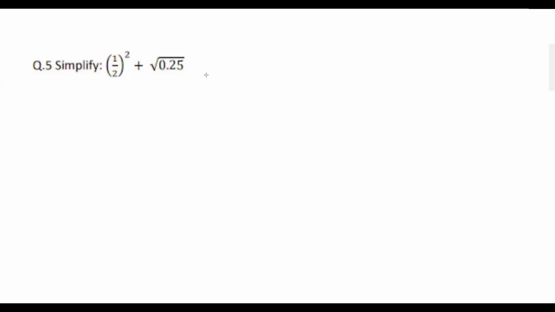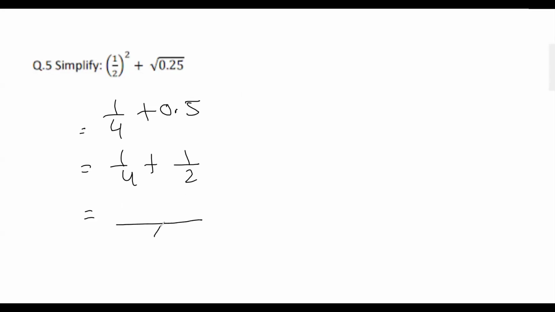The next question is to simplify this. We know that half square is half into half, that is 1/4, plus the square root of 25, which is 5. But then we have two decimal places, and after finding the square root, it will have half the number of decimal places. So two decimal places will give you one decimal place. So this is 1/4, and this I can write as 0.5, which is half. Now for the simplification, I'll take the LCM as 4. This is 1 time and this is 2 times. So finally it is 3/4, which is 0.75.